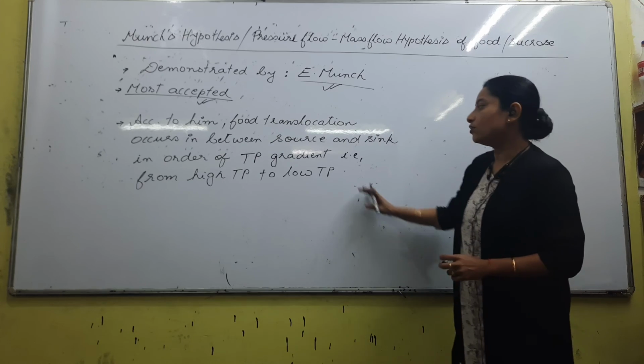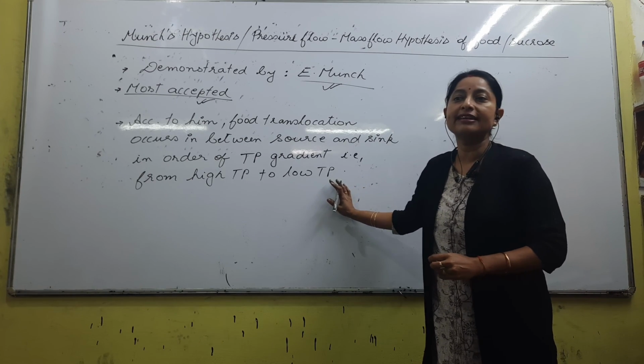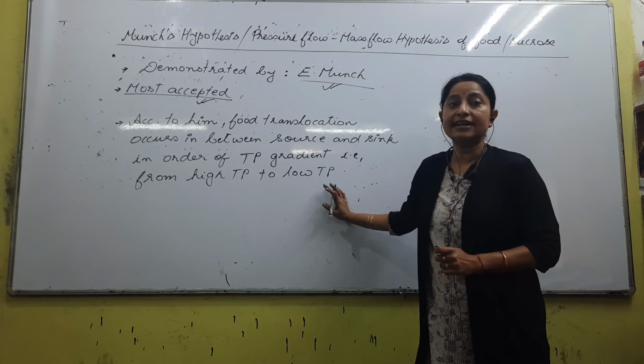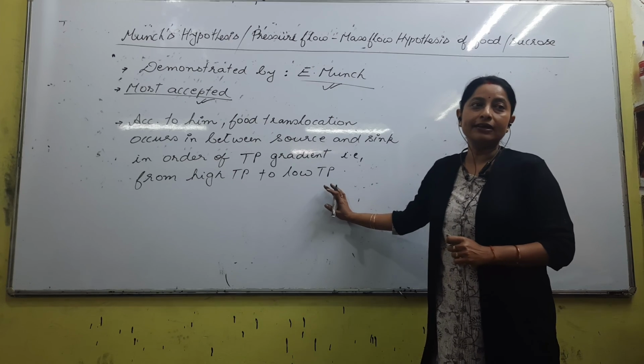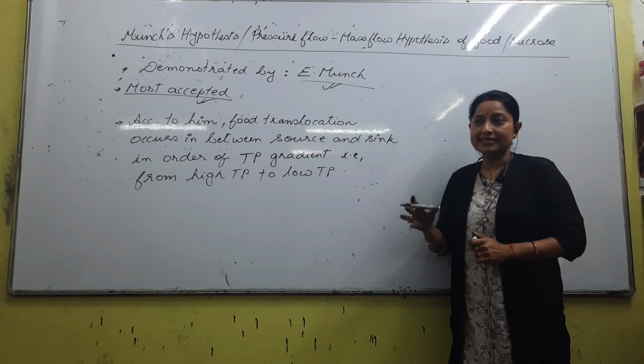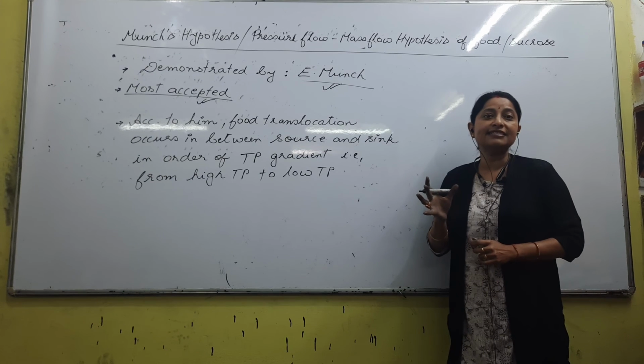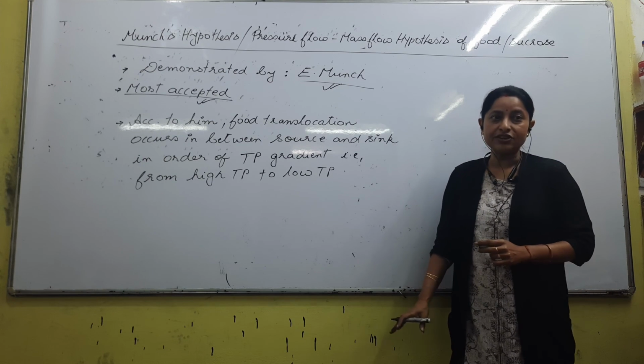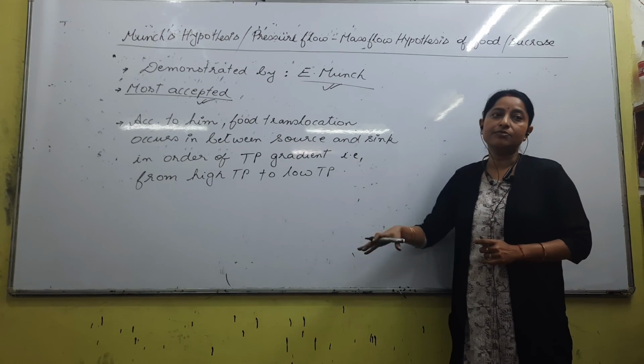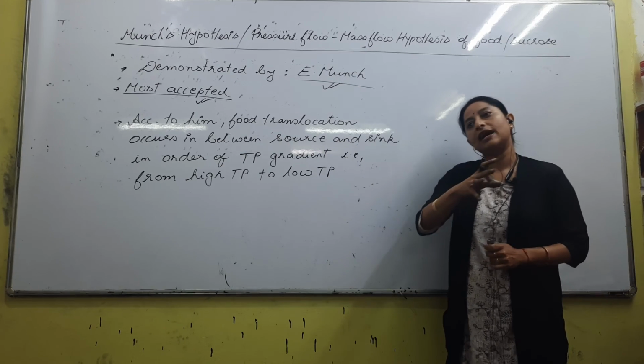And if you are talking about turgor pressure, we have already read the concept of turgor pressure. Turgor pressure occurs when the cell absorbs water, right? Whenever water enters inside the cell, it exerts a pressure against the cell wall, and that is what is called turgor pressure. And what he said is that because of turgor pressure, food goes from one place to another.